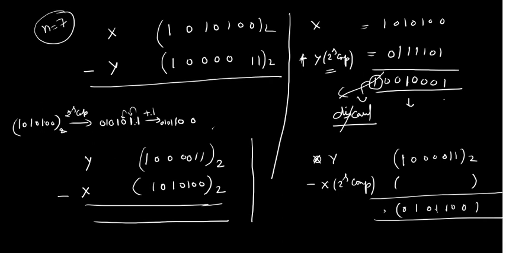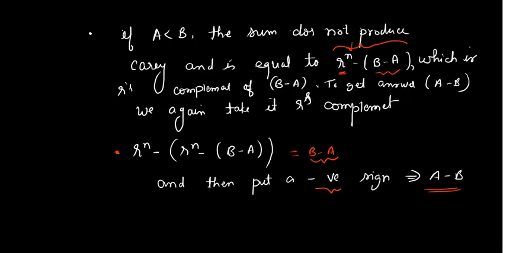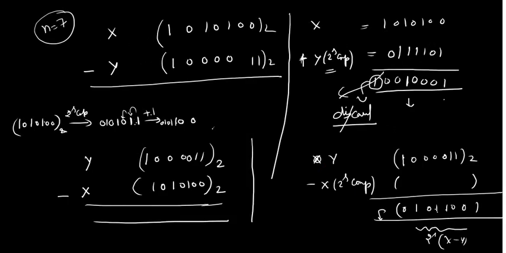So whatever answer we are getting is the 2's complement of X minus Y, because we have seen here that the answer we get is the 2's complement of B minus A, but we want Y minus X, so we will again take the 2's complement of the answer. No, we have to do one more thing here. Excuse me. So first we write here 0, 1, 0, 1, 1, 0, 0, and then we have to add it.